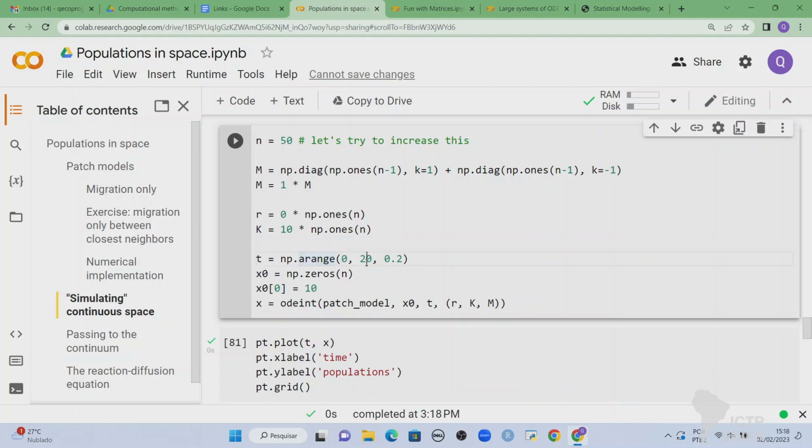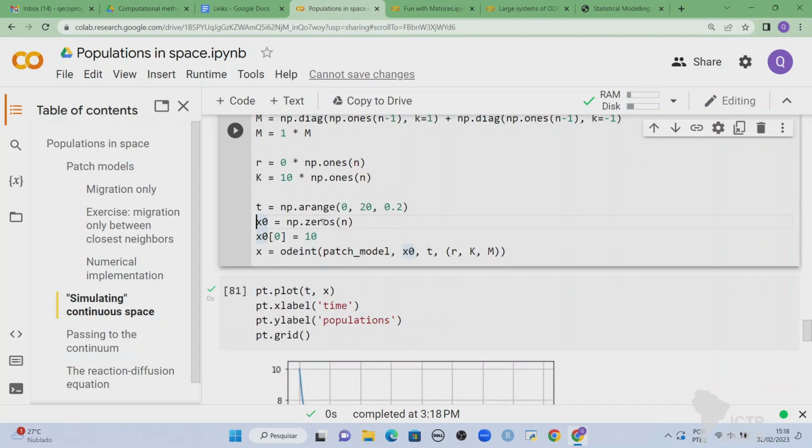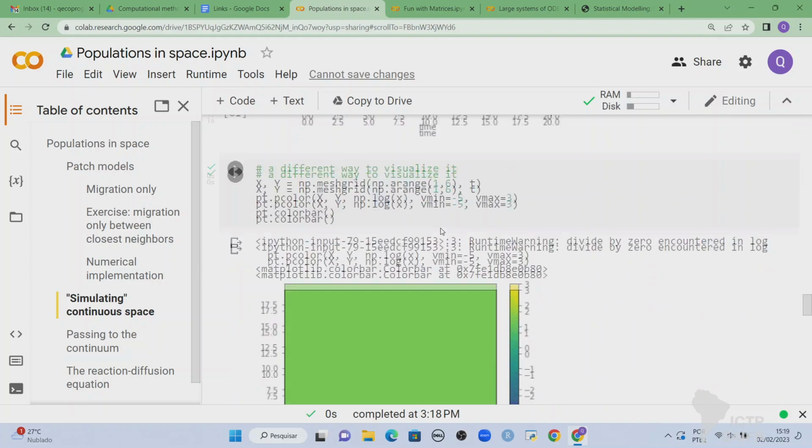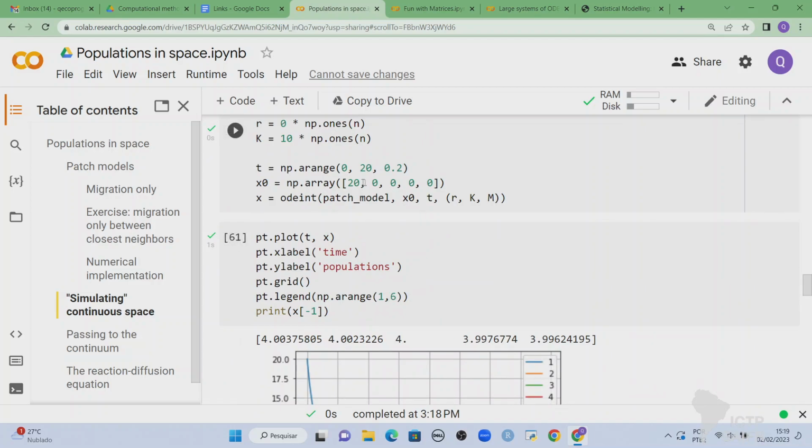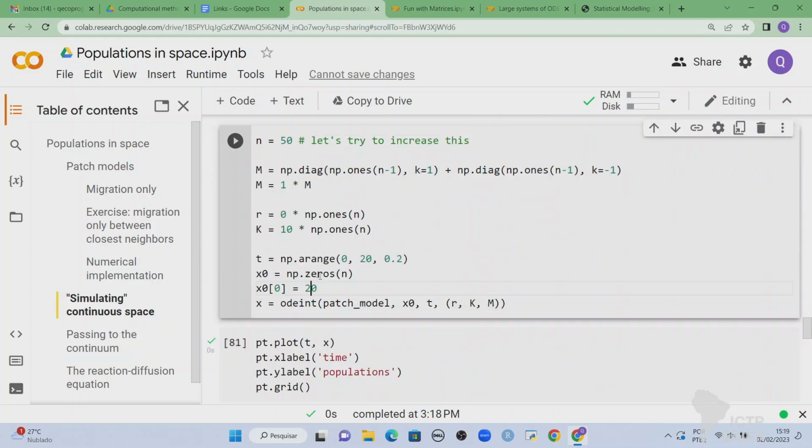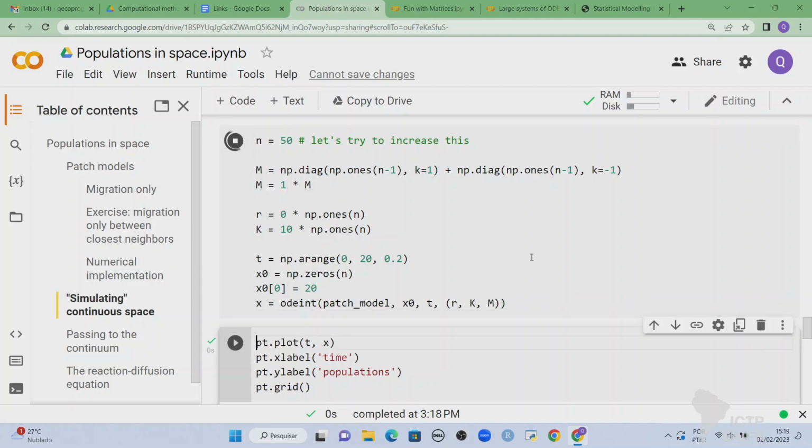I'm going for the same time, and now what I'm doing here is I'm saying the initial condition is all zeros, except for the first value, the first patch, that is going to have a population of, let me put, it was 20 in the other example. So let me put exactly the same, 20. So only the first one is 20, okay? And then I solve this model, and then I plot it.